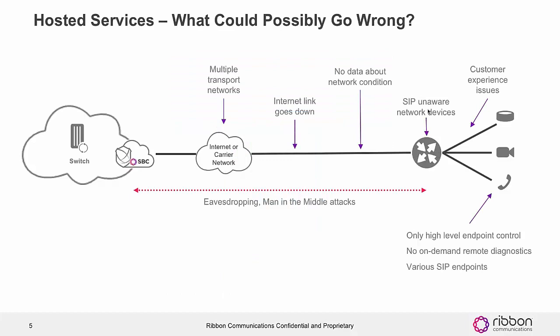In all seriousness, there are many factors that can disrupt a successful UC deployment. We have issues with the transport network, internet links going down, unfriendly routing devices, or simply a wide variety of SIP endpoints. They can all contribute to the problems that we have. Eavesdropping, attacks, and fraud in the network can happen at any time. And this all leads to customer experience issues.